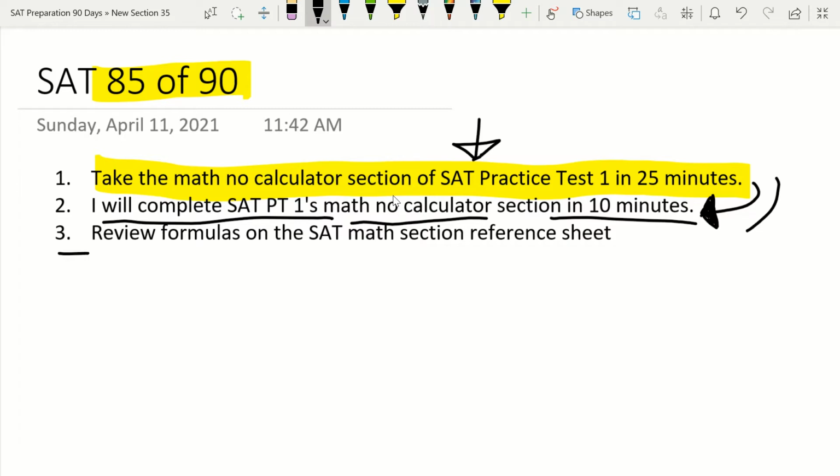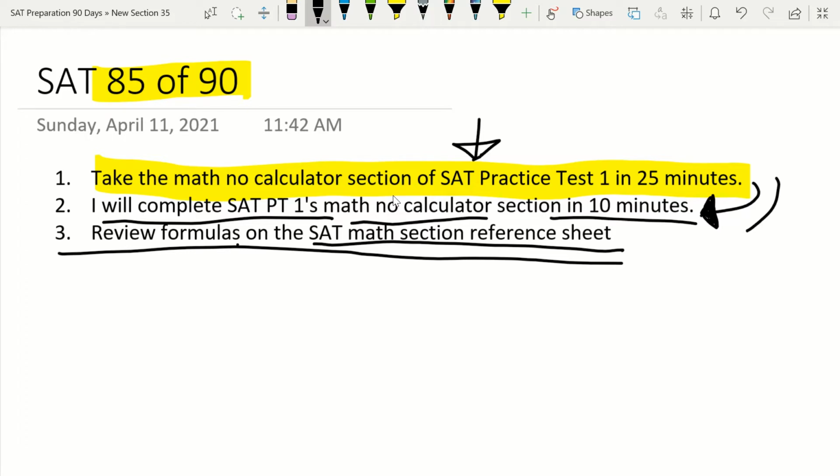After that, that's going to bring us to right around 38 minutes in the video. So then at that point, we're going to go review formulas on the SAT math section reference sheet. I talked in one of my tip videos, which I believe I included in this 90-day SAT prep series, about how you want to memorize all of those equations on the SAT math reference sheet, right? So that's the part on page 1 of the math no calculator test and page 1 of the math with calculator test, where it gives you equations that you can refer to as you go through your test.